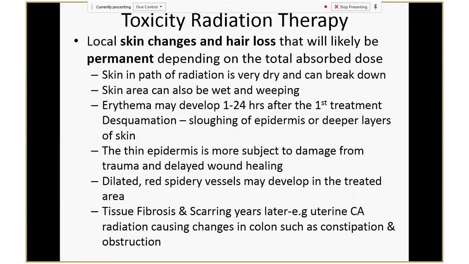Lots of redness can occur, almost looks like a sunburn if it's affected in that area, and it can develop anywhere from an hour after the radiation or up to a day. Most of the time after the first treatment, you are noticing a little redness or even dryness. Sometimes the skin can slough right off and kind of peel.